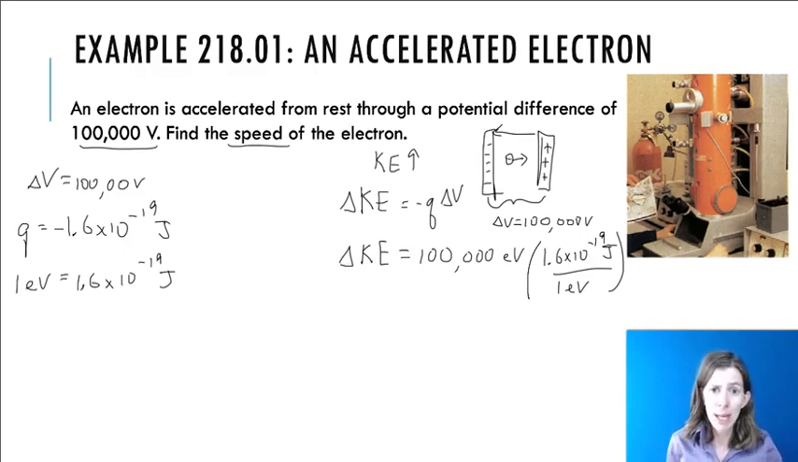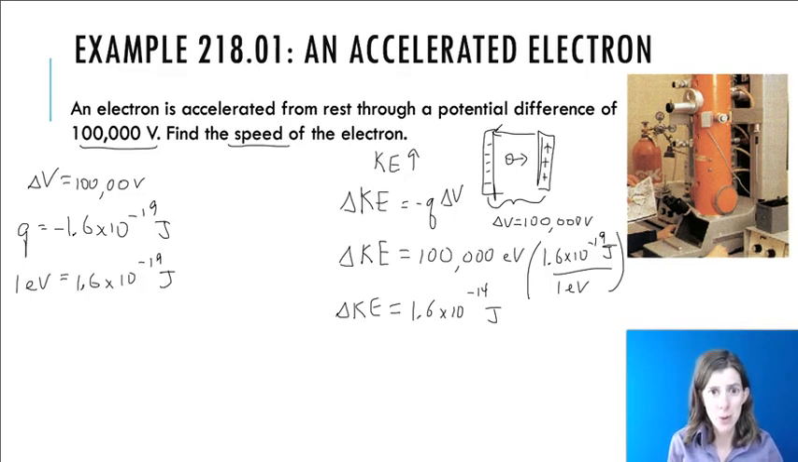But I could very well ask you the question, how much energy does it gain if it accelerates through 100,000 volts, and all the answer choices could be in electron volts. So in that case, it's a lot easier to understand the relationship between the potential difference and the energy gained in electron volts. Okay, so when you multiply these two together, you're going to get 1.6 times 10 to the negative 14 joules. That's the change in kinetic energy.